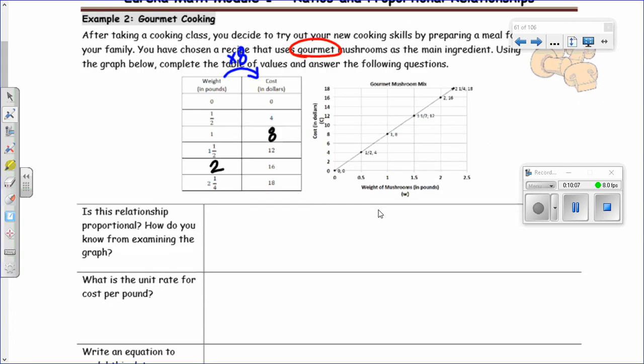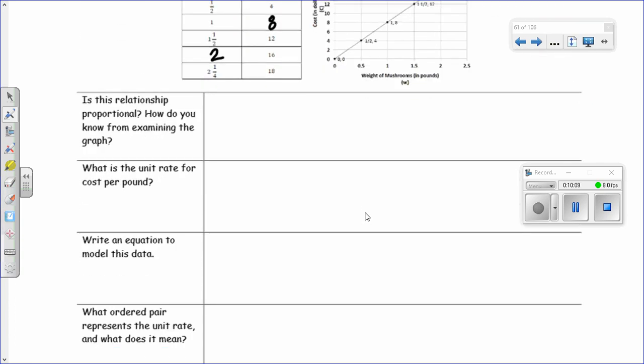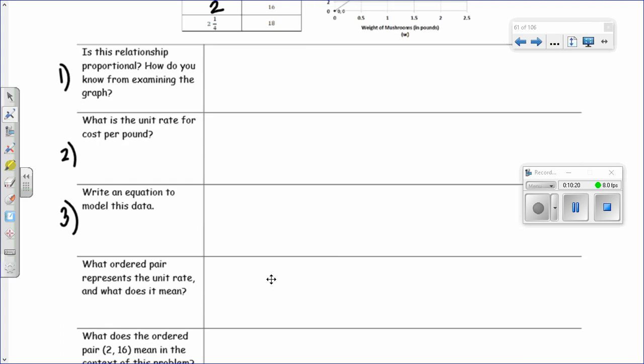Okay, I want you to pause this and I want you to do the first question, the second question, the third question, and the fourth one. Okay, pause it and do those questions. I'm going to keep talking, so please make sure that you pause it right now and try those out.